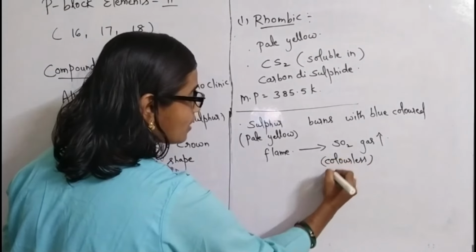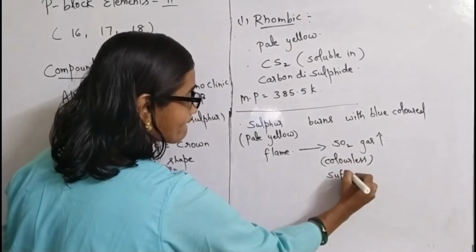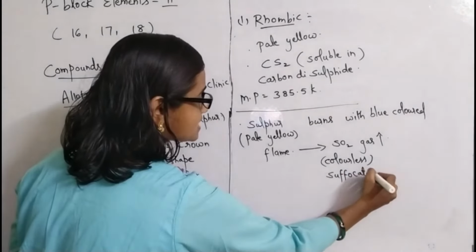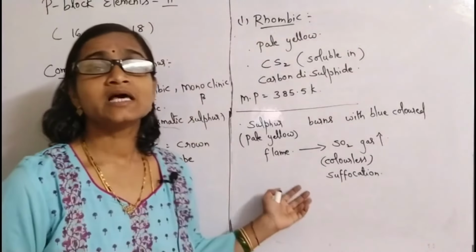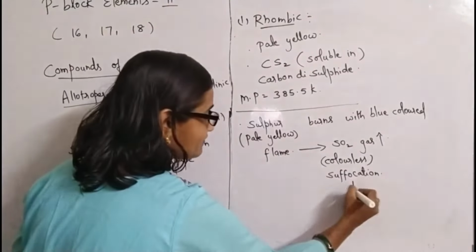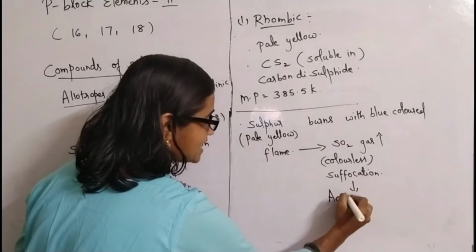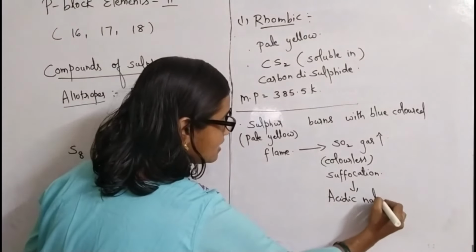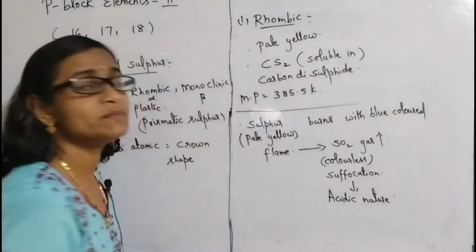It causes a lot of suffocation also. Suffocation will come from sulfur dioxide. And sulfur dioxide is highly acidic in nature. Please remember, sulfur dioxide is highly acidic in nature. That's why it turns blue litmus paper to red.